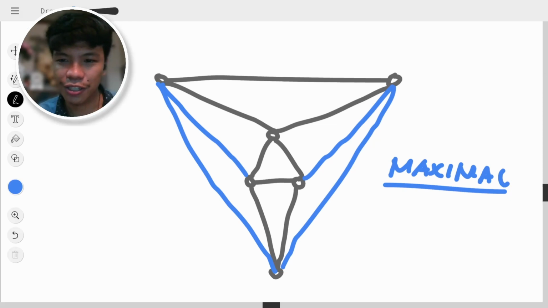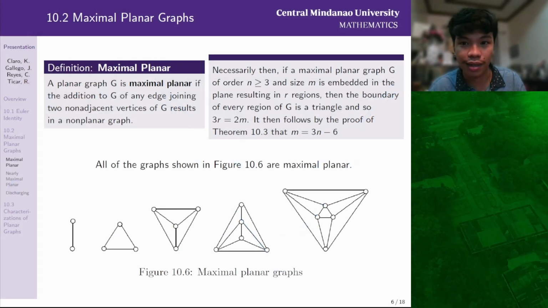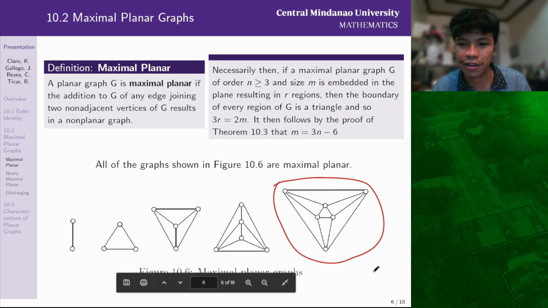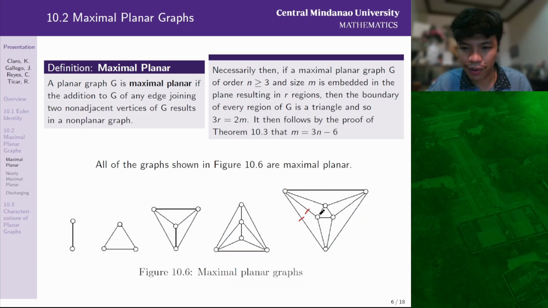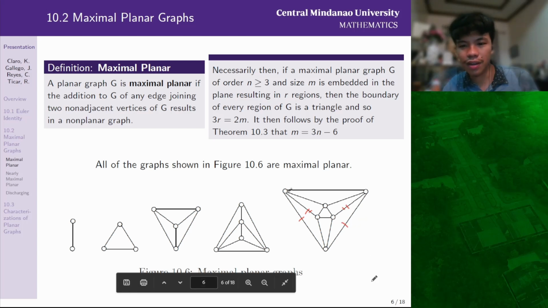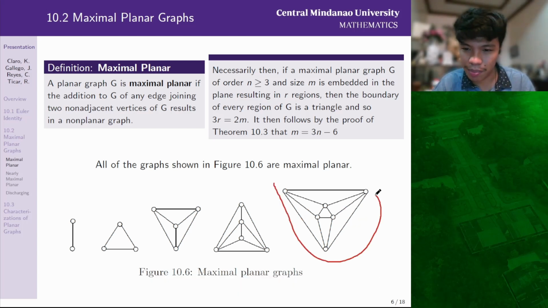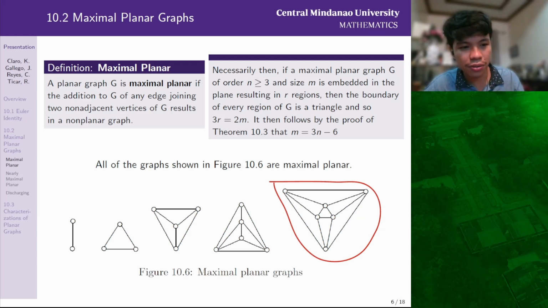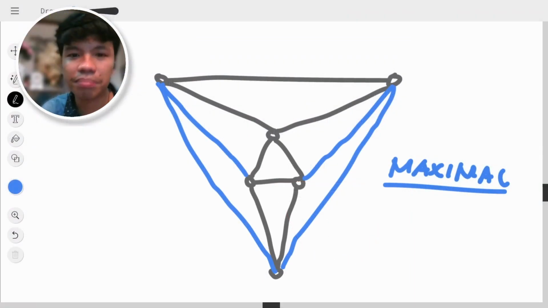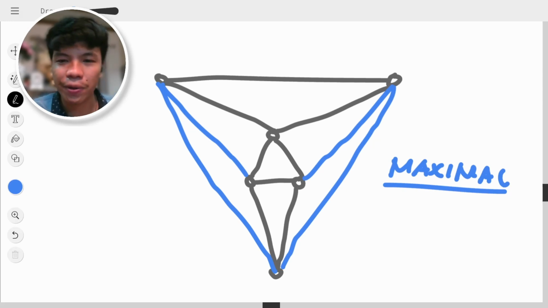This is the graph from our 10.6. We actually already verified that this one is a maximal planar graph, from the edges we took earlier. And in our drawing, it is the same. Now, this is a maximal planar graph according to our article.